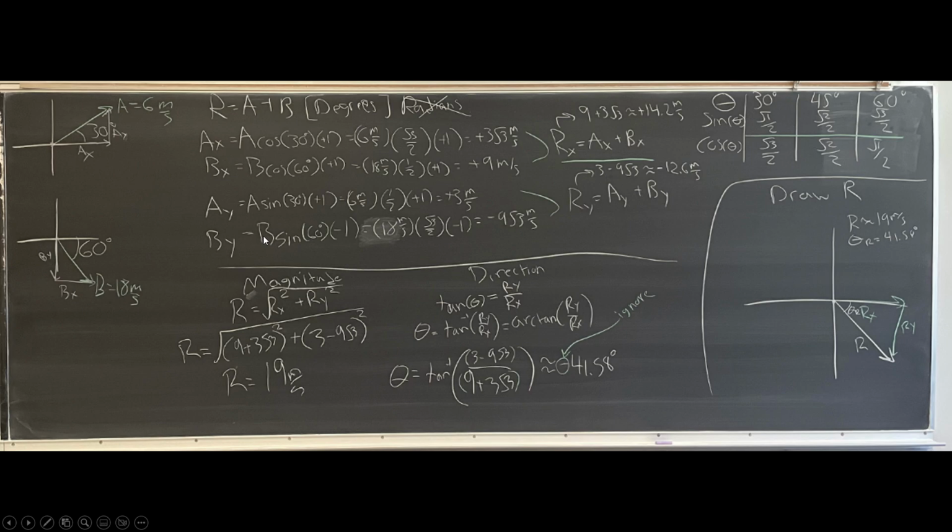For BY, that will be the magnitude of B times sine of 60 degrees, and then we're going to multiply by negative 1. The reason why I have negative 1 here is because the Y component of B is pointed down. If you have a component vector that's pointed down, then that Y value should be multiplied by negative 1, or it should be negative by the time that you finish and get an answer. If you have an X component that's pointed to the left, then that would be negative as well.